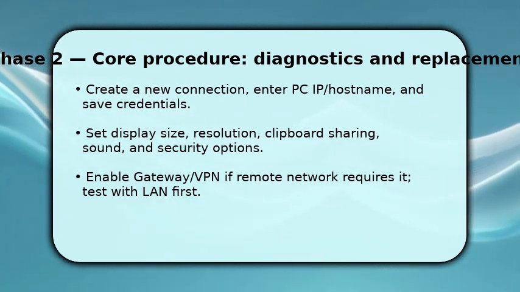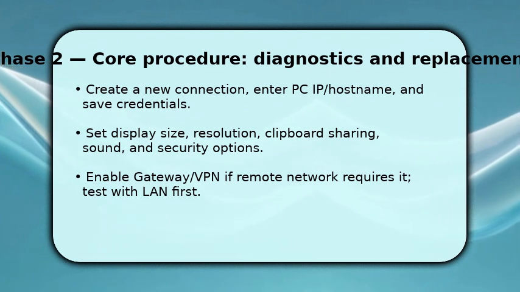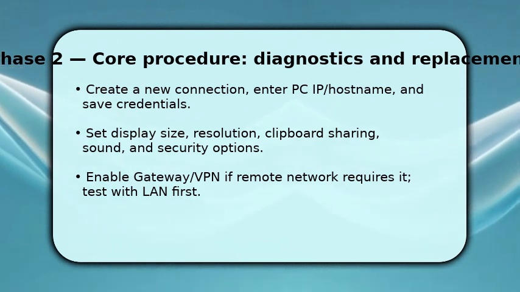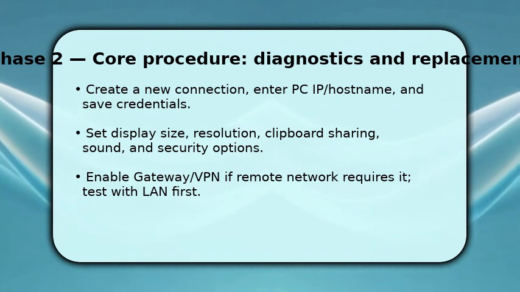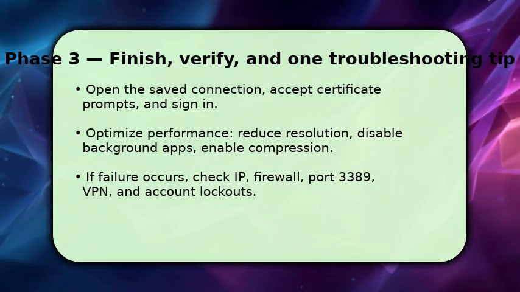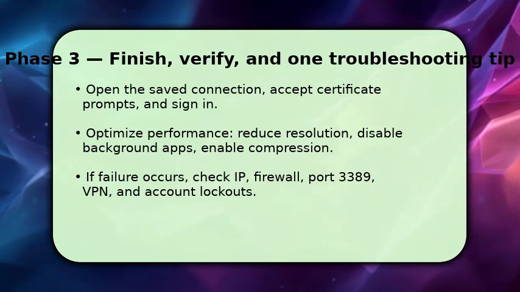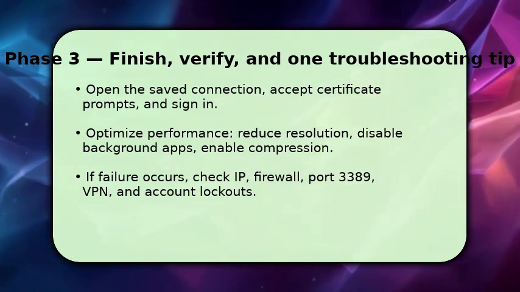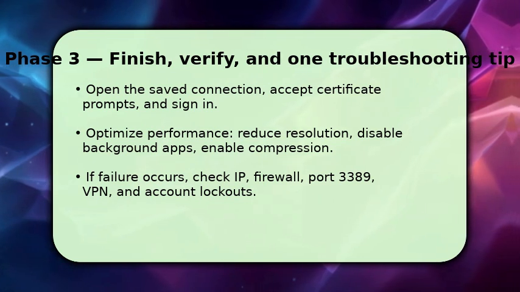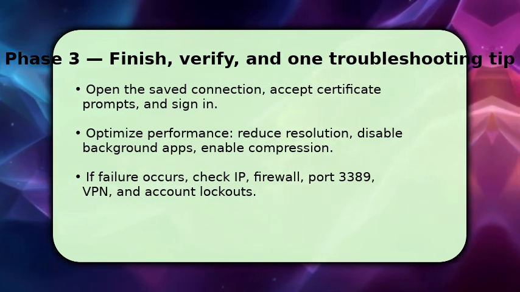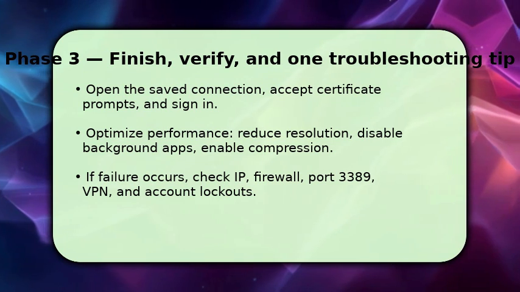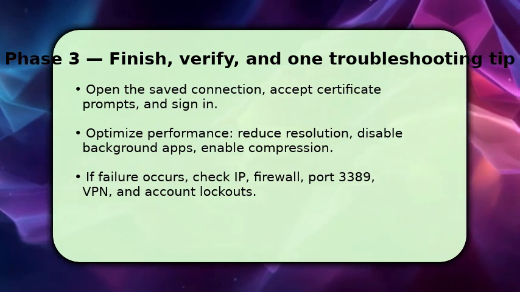First, to confirm you're ready to connect, open the saved profile, accept any certificate warnings if you trust the host, and sign in. Once connected, finalize by arranging multi-window or full screen and test clipboard, file transfer, and audio. If performance lags, change to a lower resolution, limit frame rate, or enable compression. These tweaks help mobile bandwidth.